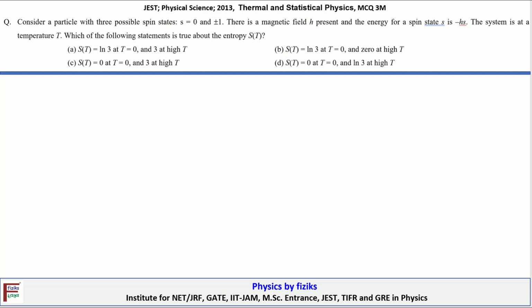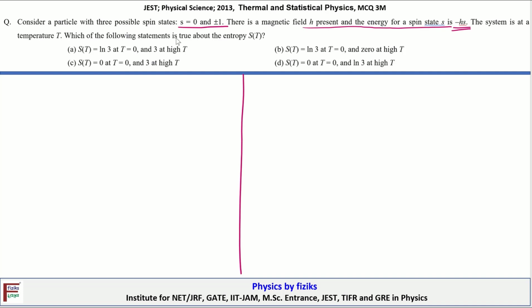So let's continue with the next problem. The statement is, consider a particle with 3 possible spin states, S is equal to 0 and plus or minus 1. So there is a magnetic field H present and the energy for the spin state S is minus HS, that's the interaction energy. The system is at a temperature T. Which of the following statements is true about the entropy S(T)? So S as a function of temperature.